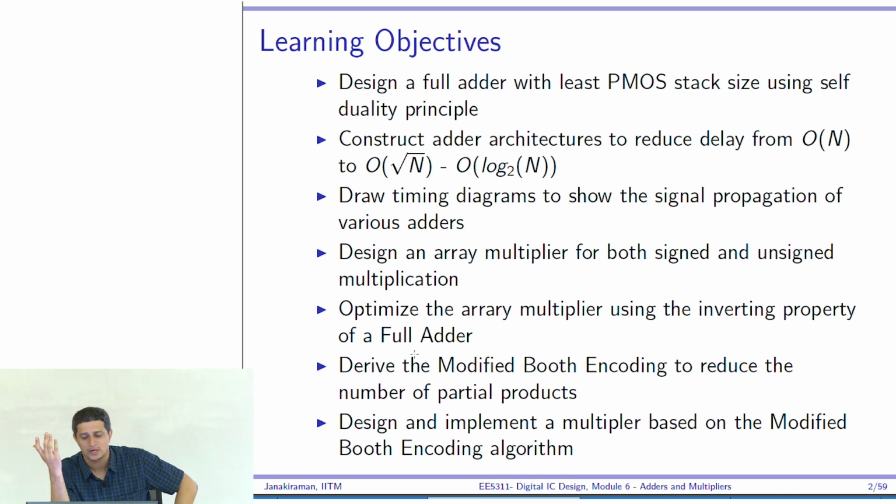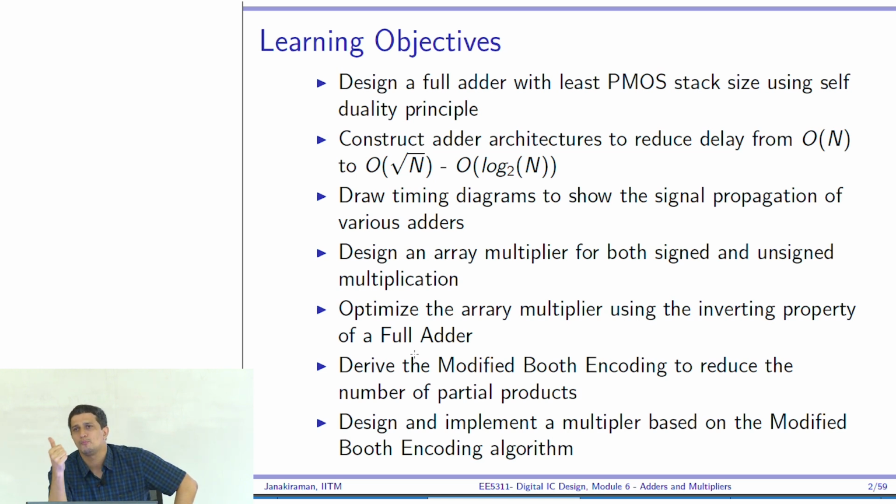Then array multiplier for both signed and unsigned multiplication, that's what we did today. Then optimize the array multiplier using the inverting property, where if you use a NAND gate instead of AND gate, then you can use this inverting property and optimize this further. Then Booth encoding, unfortunately, this time I will not have time to cover it, but it's effectively a way of reducing the number of partial products.